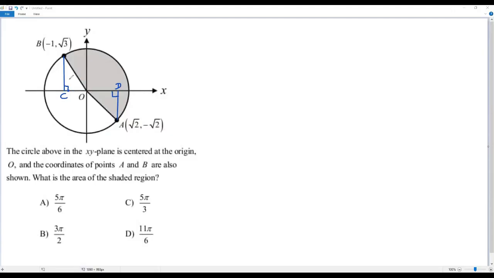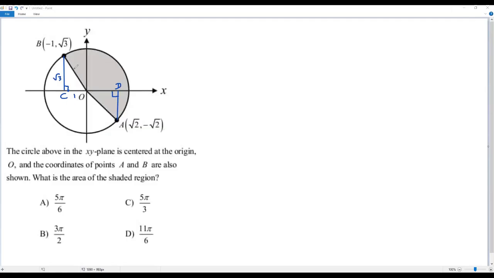In this right triangle, to get the length of this leg OC, we have to consider the x-coordinate of the point B over here. That is -1. But when I consider the length, we have to take this x-coordinate as a positive value. So the length of this OC is 1. That is, the positive value of this one is just 1. And to get the length of this leg, the vertical line segment, we have to consider the y-coordinate of this point, that is square root of 3.